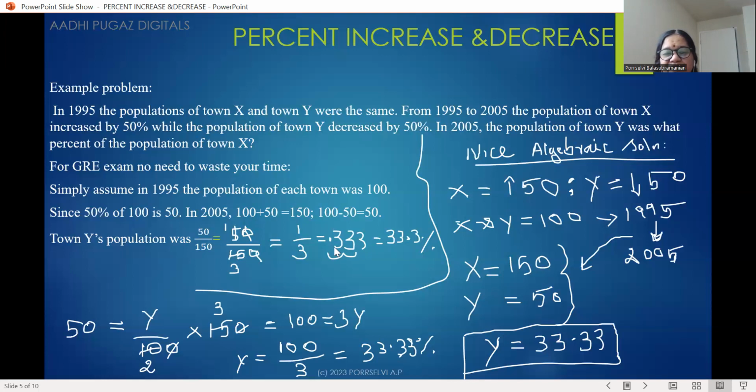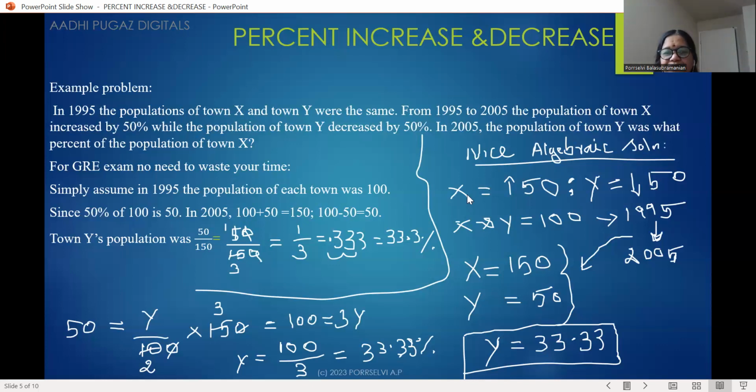To convert a decimal value into a percentage, we need to move the decimal point two places towards the right-hand side. So 33.3%. We can solve this directly for a GRE question, GRE exam. But for 9th and 10th grade students, you have to explain each and every step, manipulate and calculate everything, because they will give marks for steps also. So for them, I'm giving a nice algebraic solution here.